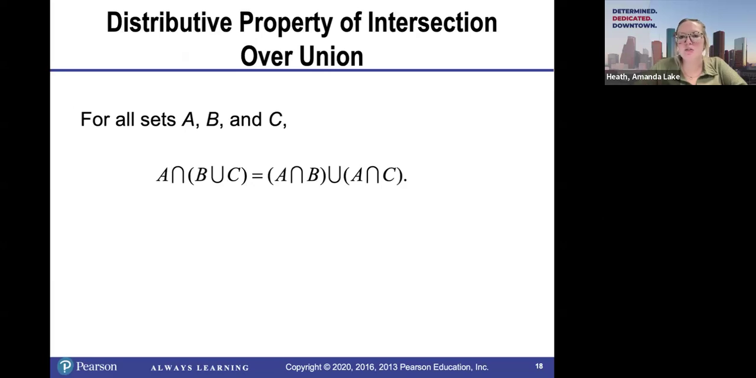Then finally, we have the distributive property of the intersection over union. So if we have A and we want to intersect it with B union C, that's going to be the same thing as A intersect B union A intersect C. We could see this with a Venn diagram.